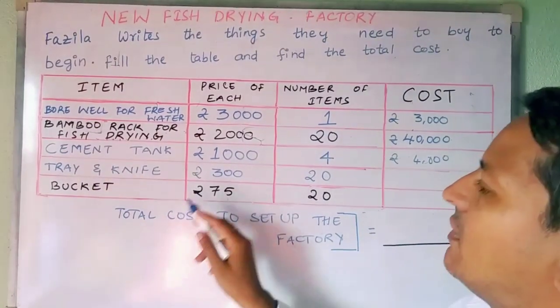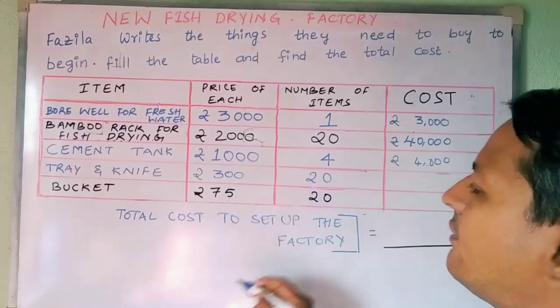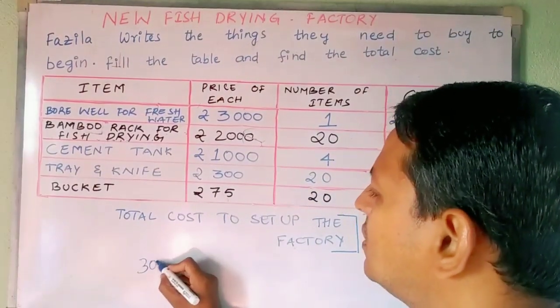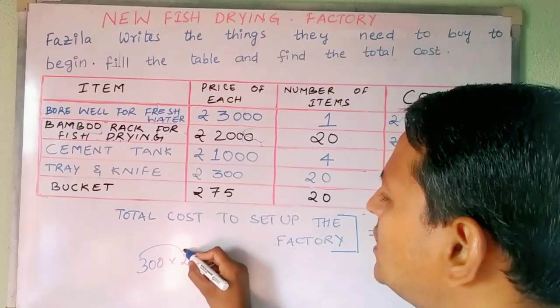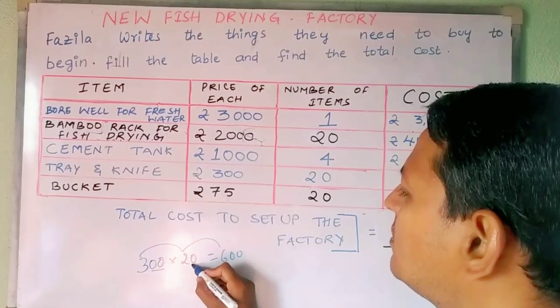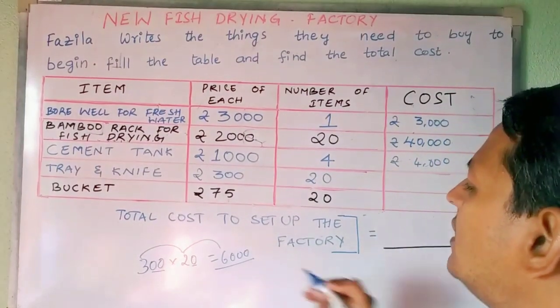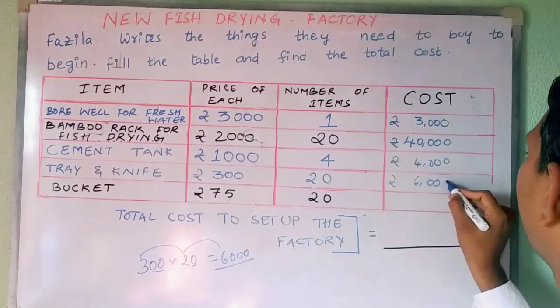So tray and knife. Each tray and knife costs rupees 300 and 20 are required. So how much is the cost? 300 into 20. So 3 2s are how much? 3 2s are 6. How many zeros are here? 2 zeros. And how many zeros are here? 1 zero. Total 6,000. So it is rupees 6,000.